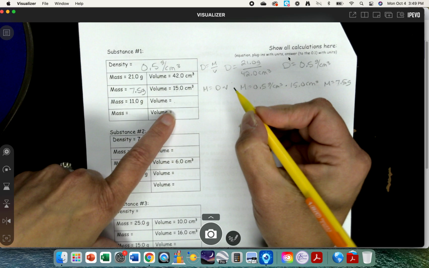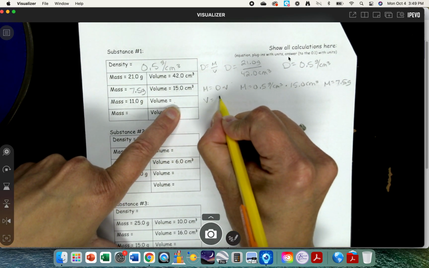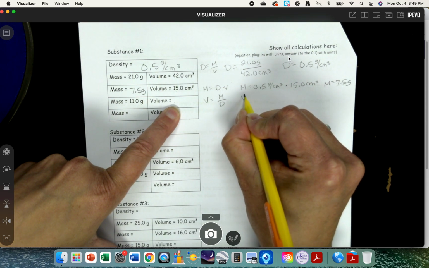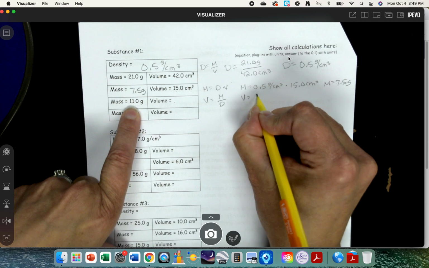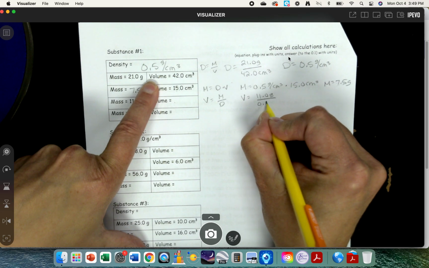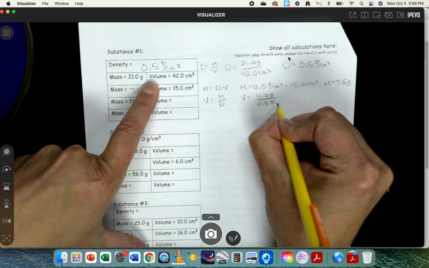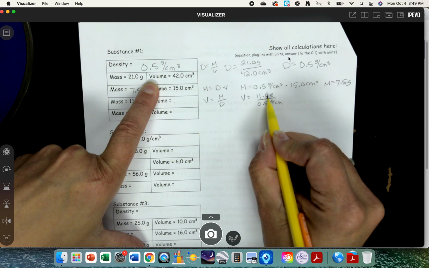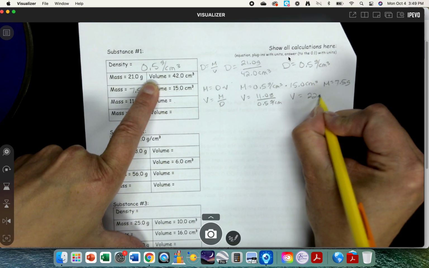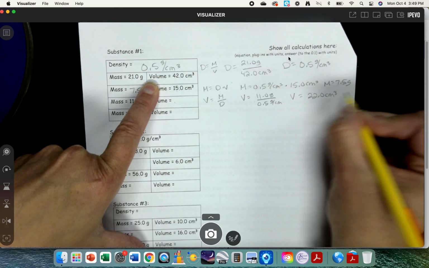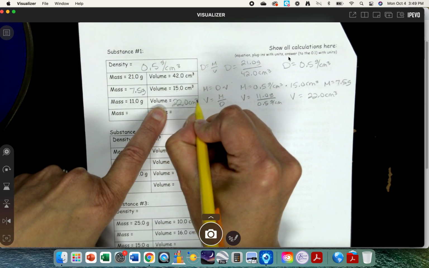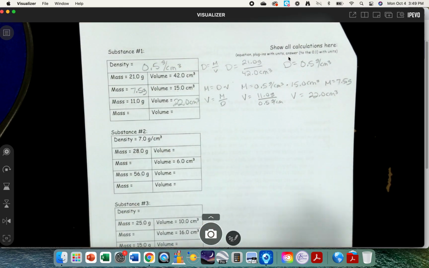Okay, and then we're going to solve for volume. So volume is equal to mass divided by density, mass per unit density. So volume is equal to our mass, which is 11.0 grams, divided by our density of 0.5 grams per cubic centimeter. Now this is when we say, how many times does 0.5 go into 11? So here it is, 22.0 cubic centimeters. So then we write that here, 22.0 cubic centimeters.